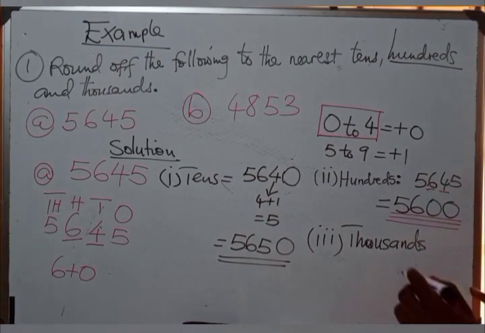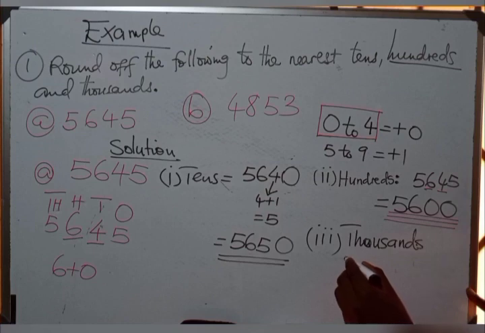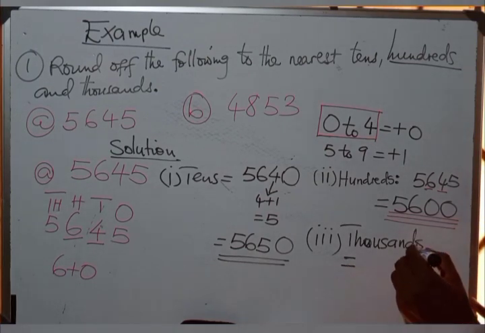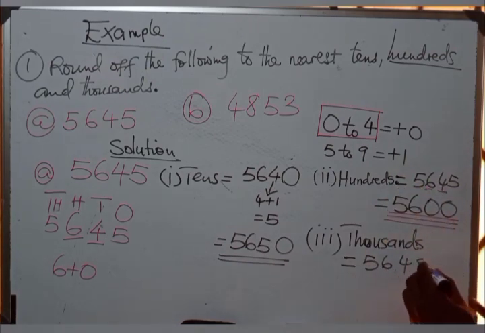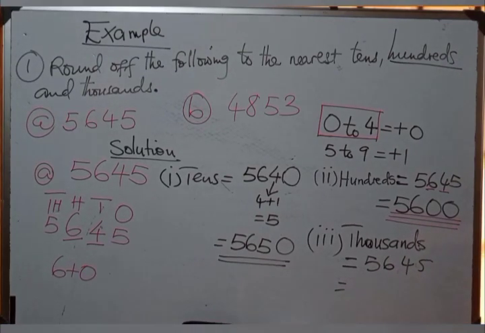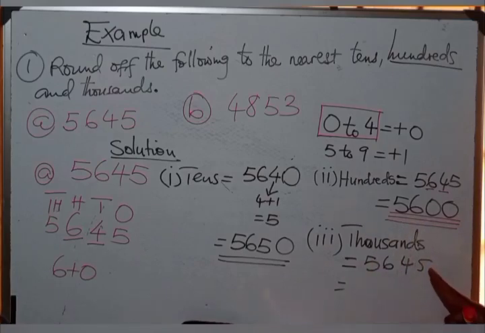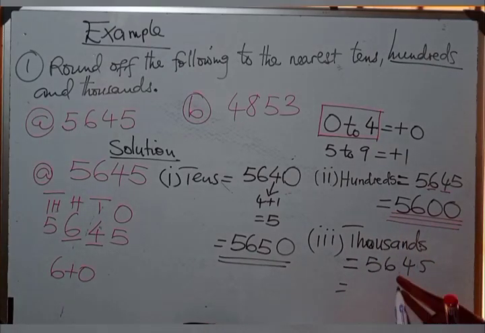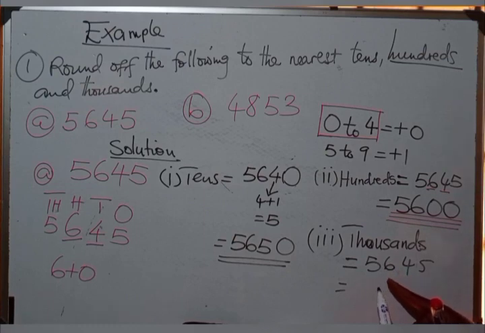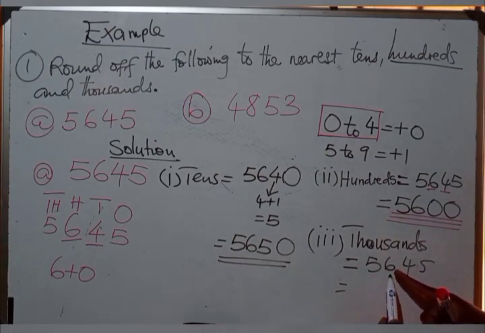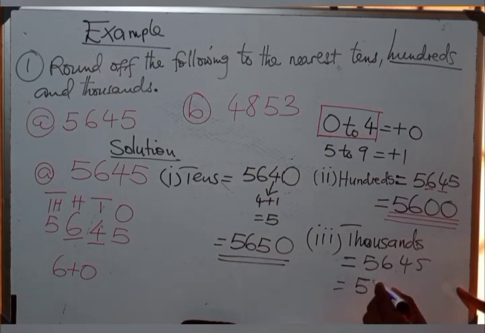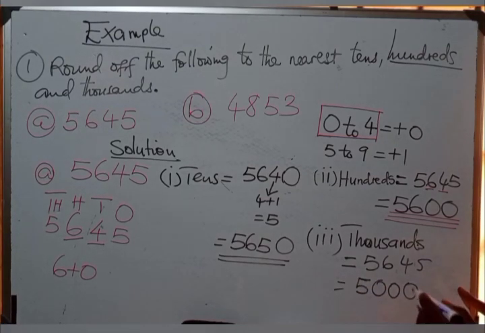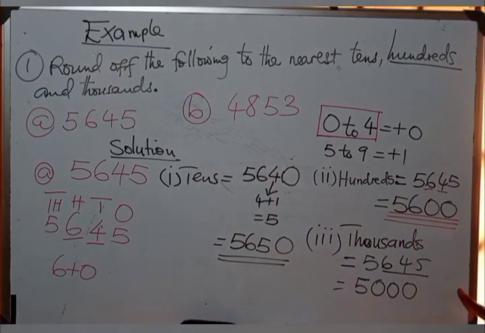Now, for thousands, I will still write the same number. Now I move on. Which one is the thousand here? The 5 is a 1, the 4 is a 10, the 6 is 100 and the 5 is 1,000. So I'll write 5 and the 3 zeros to represent 645.